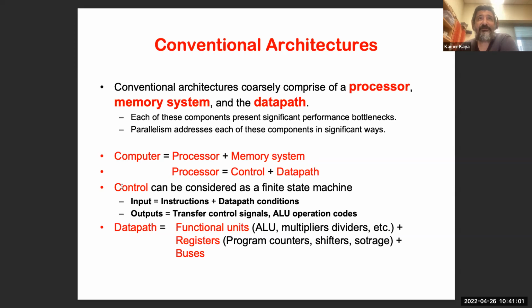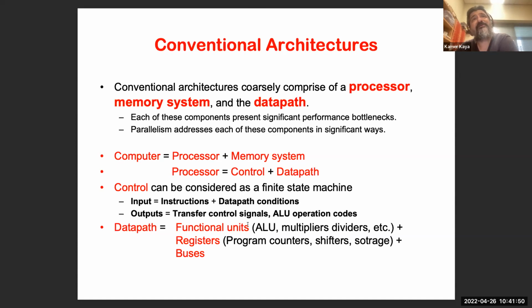So these control and data paths, let's talk about them a little bit. A computer is processor plus memory system, and a processor is control plus data path. And control can be considered as a finite state machine. Don't get confused. You do something, so it goes to another state, you give another input, it goes to another state. So it just changes states based on inputs. And the inputs are the instructions and data path conditions, the current state, in fact. To find the next state, you need the current state, right? And the outputs of this are the control signals and the operation codes for the data path.